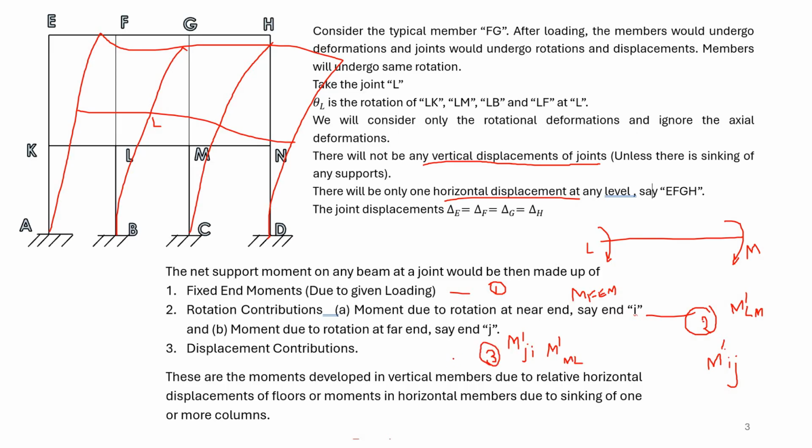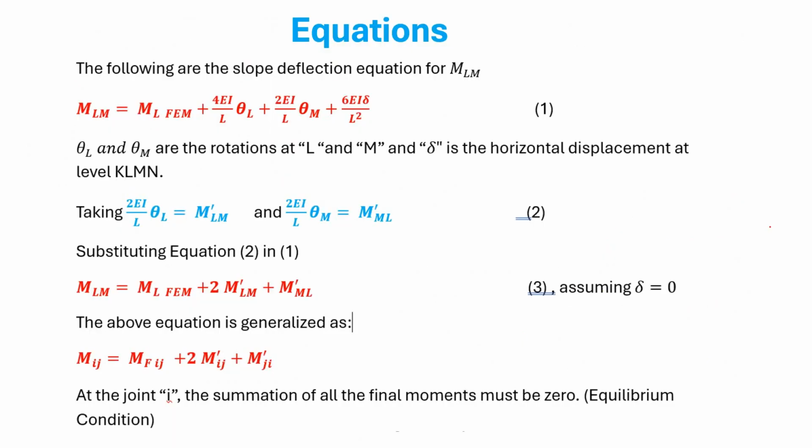So in Kani's method, you have to note three things: first, you need to calculate the fixed end moment, then the moment due to rotation contribution of the near end, and the moment due to rotation at the far end. These three are the moments we would like to calculate, and based upon them we will evaluate the final moments, M LM as well as M ML. So this is how we do it.